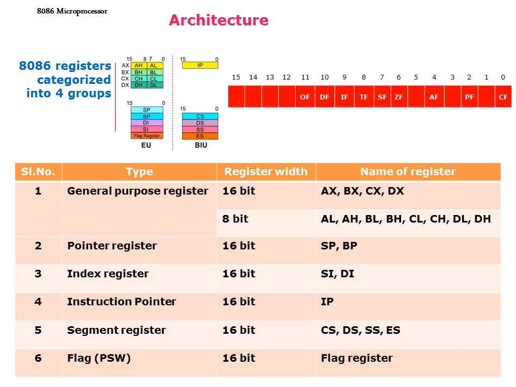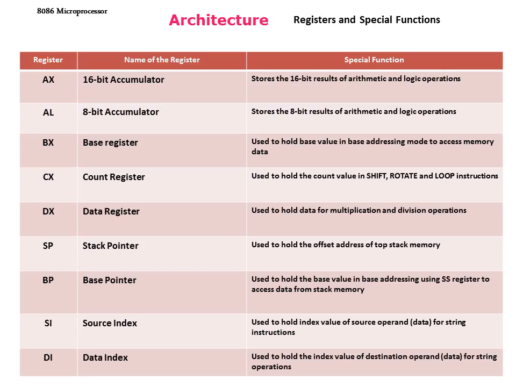8086 registers are categorized into 4 groups: general purpose registers, pointer registers, index registers, instruction pointer, and segment registers. These are the registers with their names and special functions.